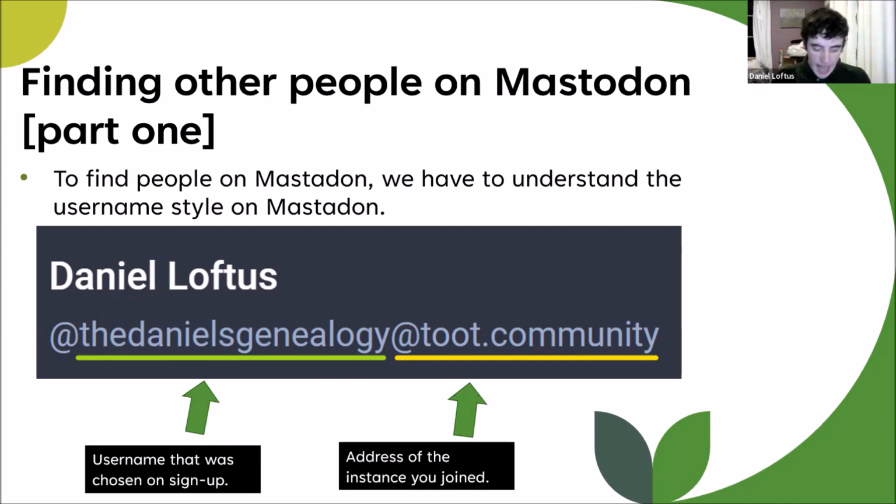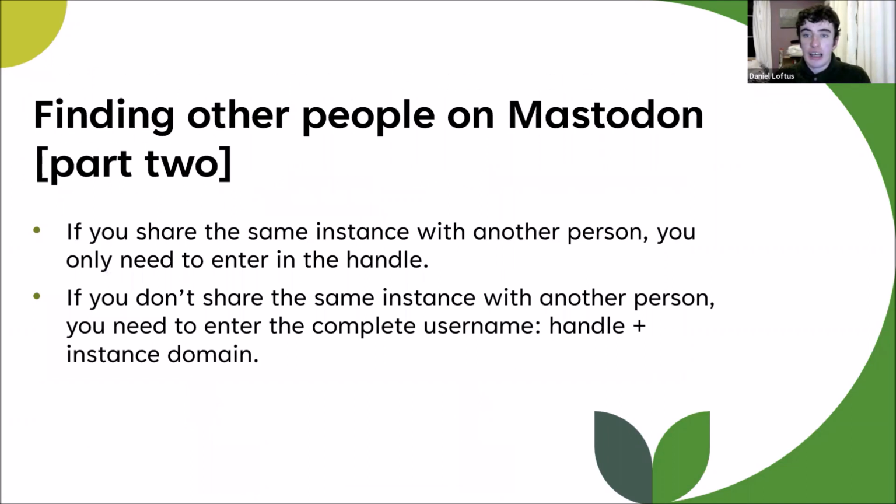So when you're on Mastodon and you've signed up, and you're searching for someone, if they share the same instance as you, the same address as the gold underline, you don't necessarily have to type in the full handle, because you only need the first part, since you share the same instance as them. But if you don't, you need to include the handle and the instance.